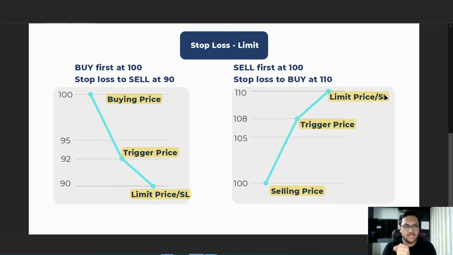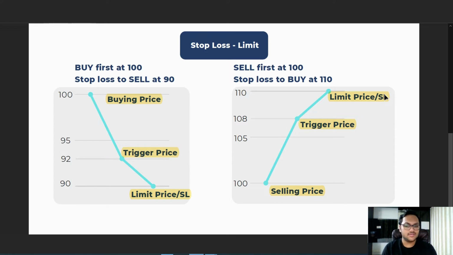Which here is 90 and on the right side it is 110. As soon as that price is reached, in the left example it is 90, so as soon as the price of 90 is reached, a limit order will be activated to sell at 90. And here, as soon as it reaches 110, a limit order to buy at 110 will be activated. Now it's a limit order. Let's say the limit order got activated and the next second after 90, the price became 89.90.